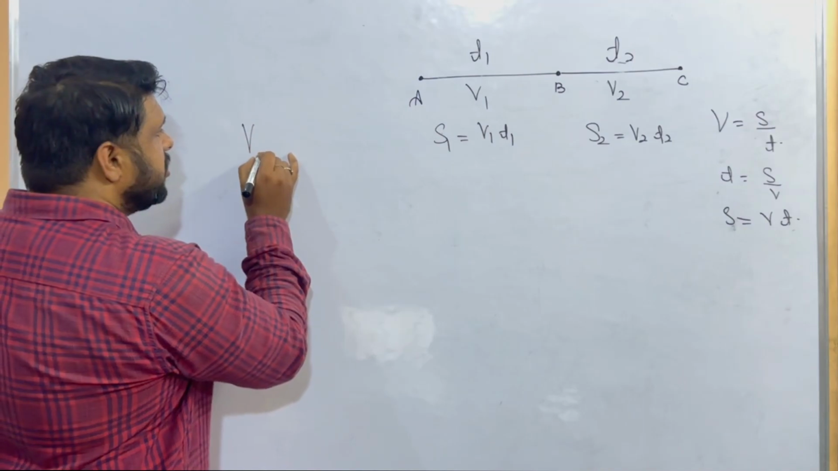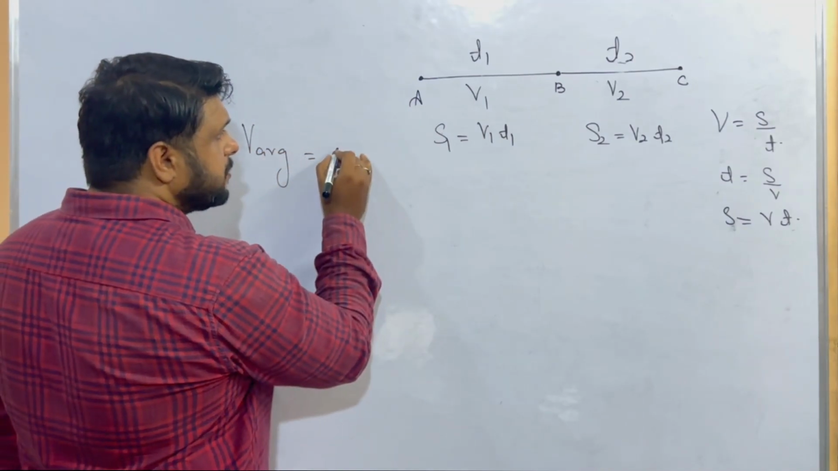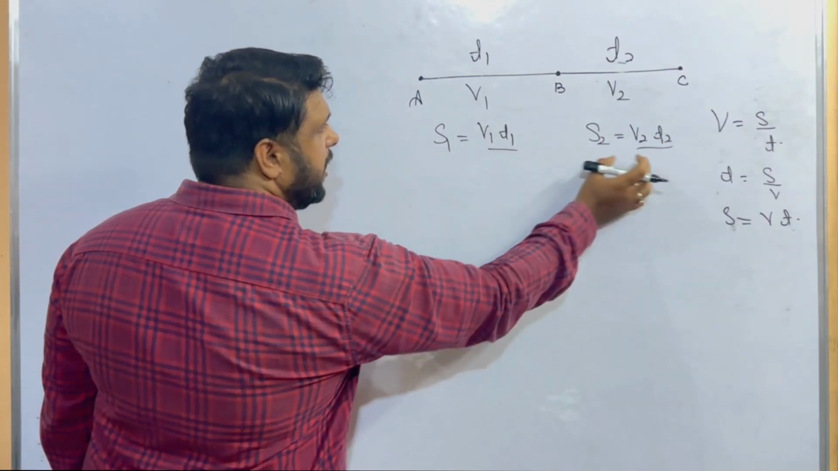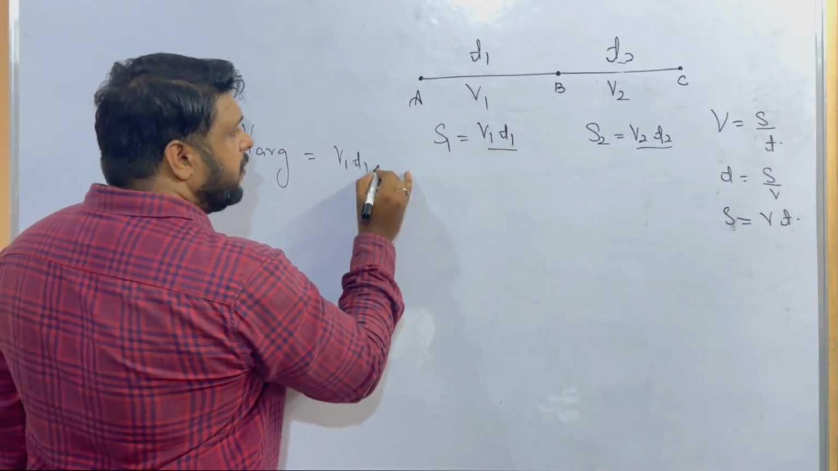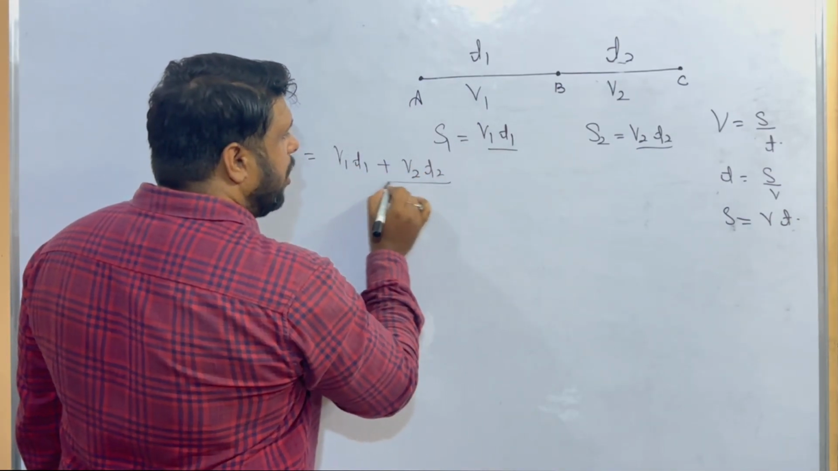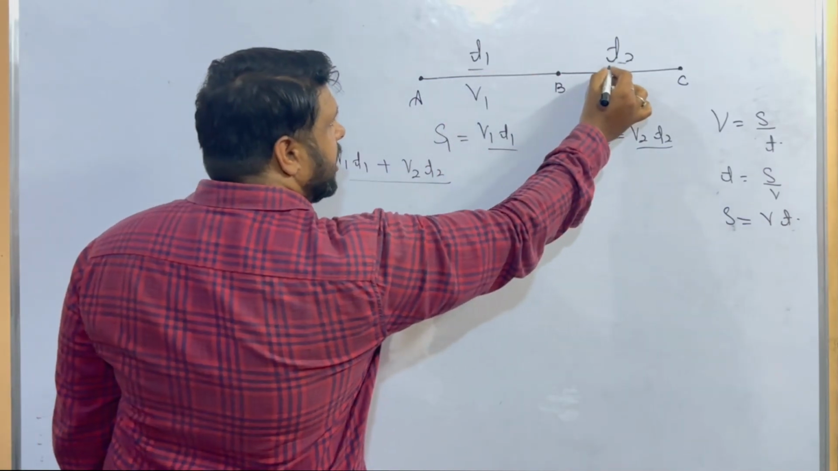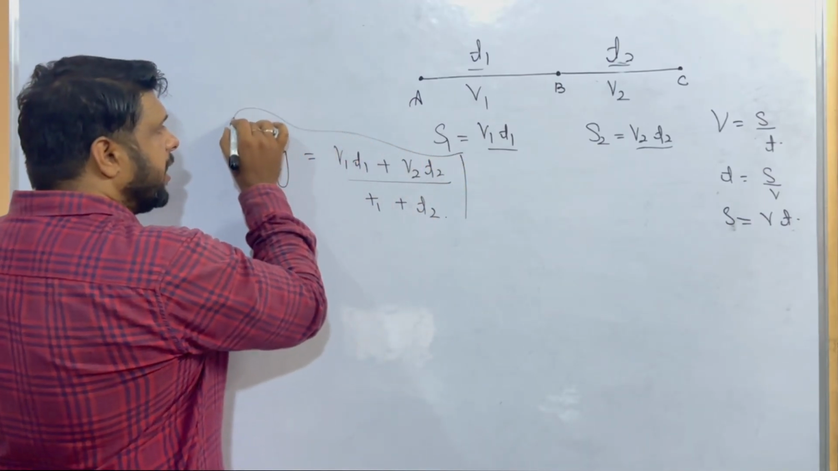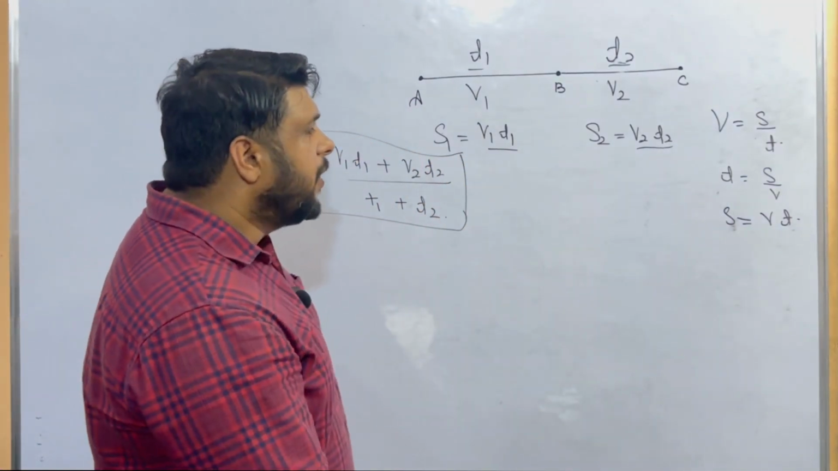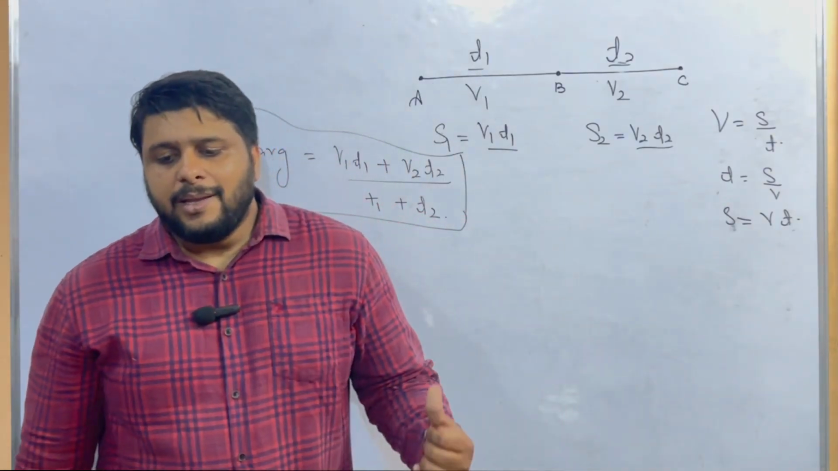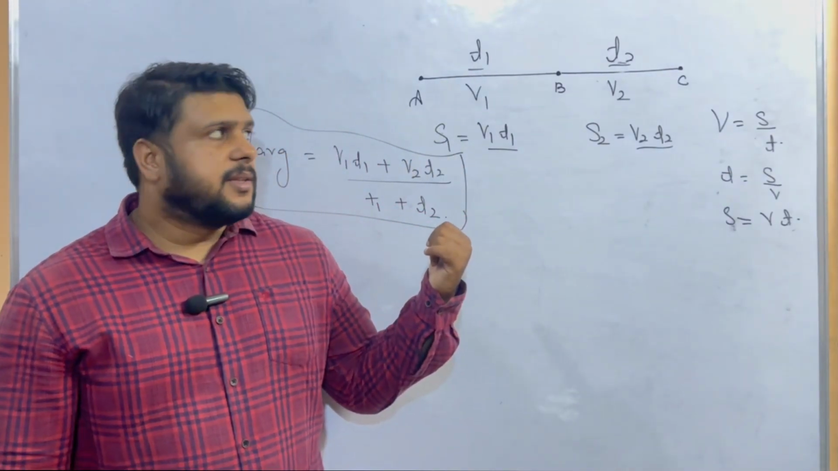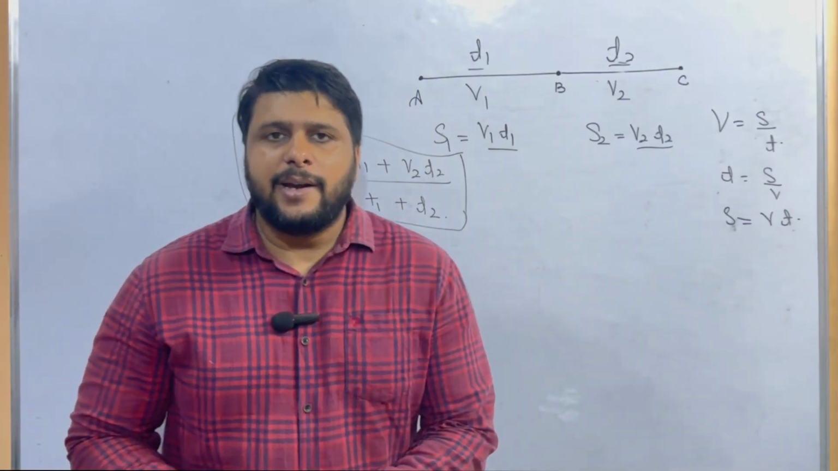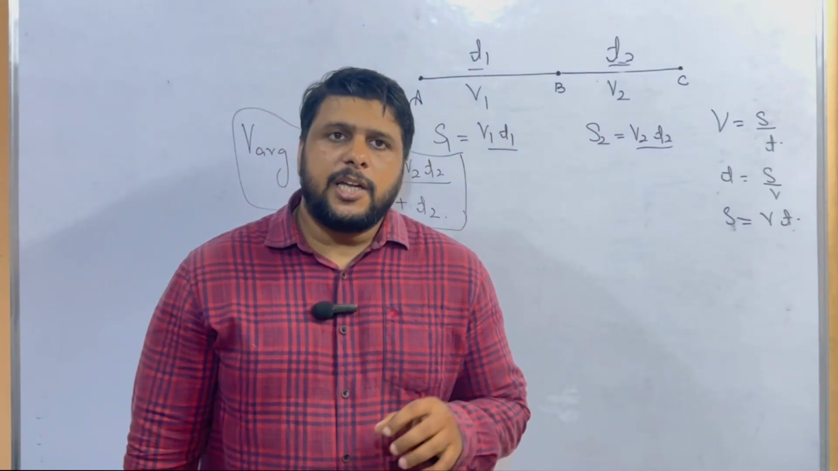So our V average will become total distance traveled, which is the sum of this one and this one, V1 T1 plus V2 T2, upon total time taken. Total time taken is T1 plus T2. This is the formula when they are giving you only velocity and time. In this scenario, you are going to use this formula. I hope all these three variations of finding average speed are clear to you.